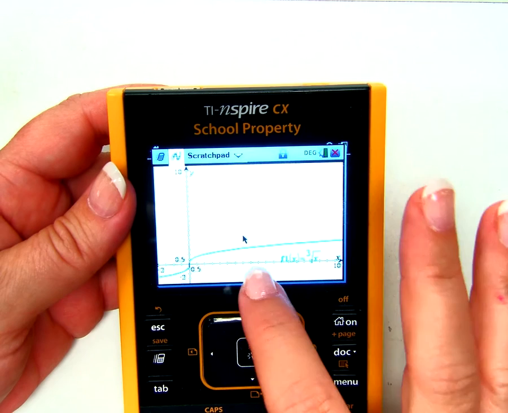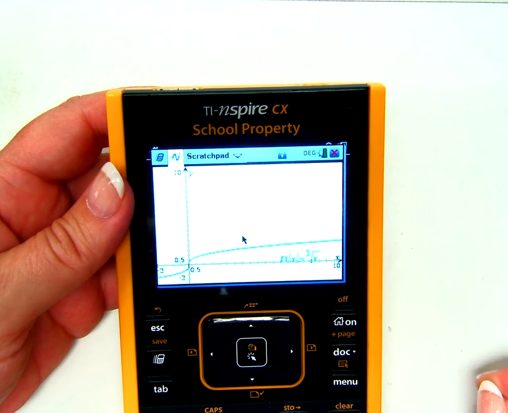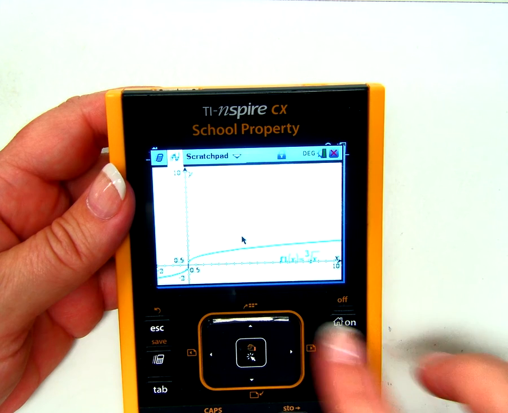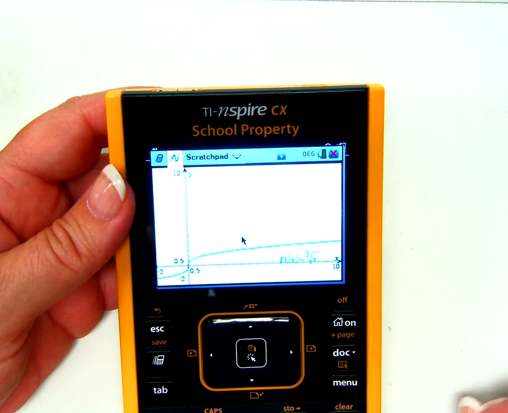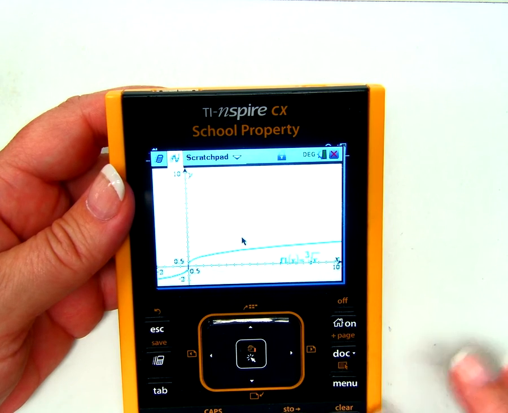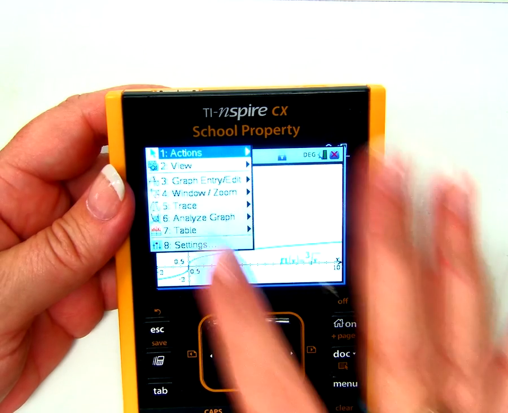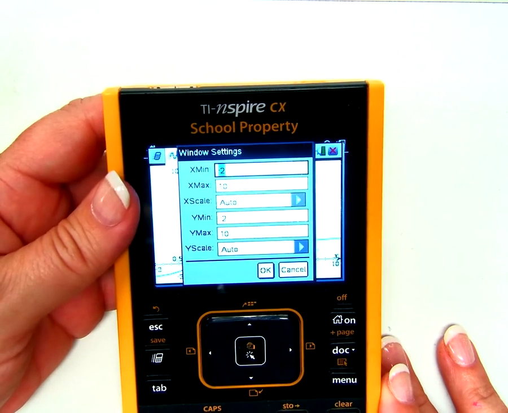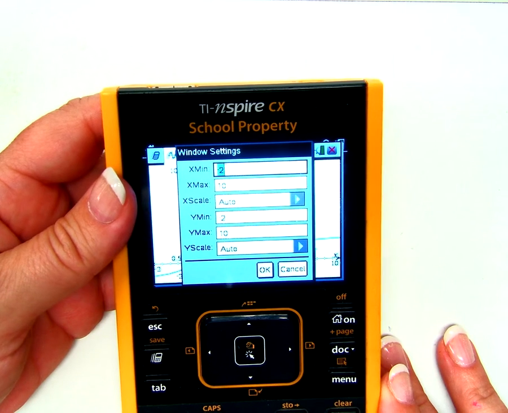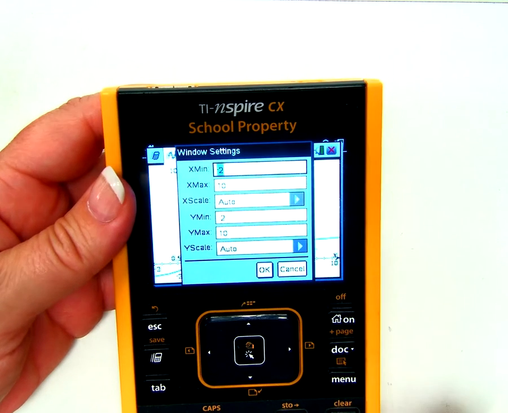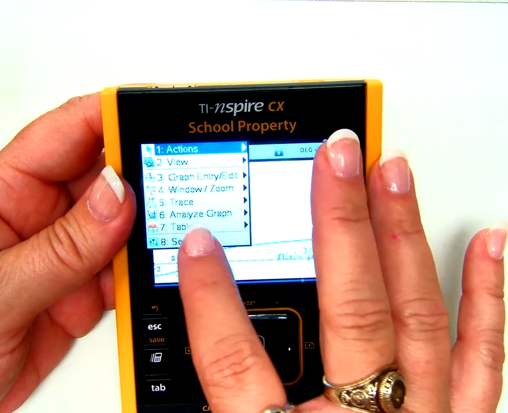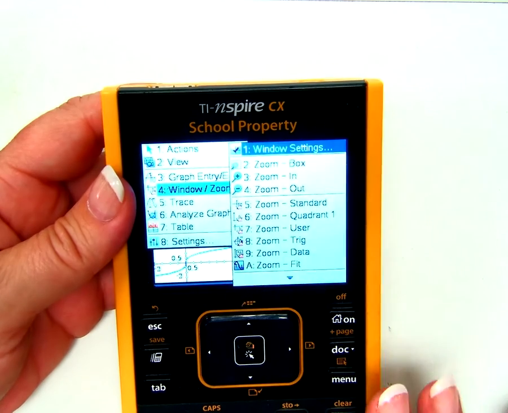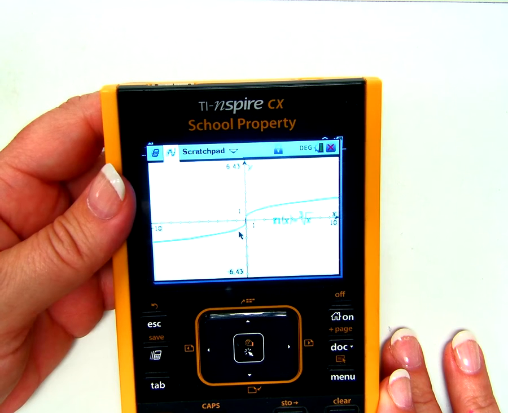Okay. Is this an appropriate viewing window for this function? No. You didn't break it. It's not broken. We just can't see this as well as we would like to be able to see. Okay? Menu, window. What would be a more appropriate viewing window for this? Well, if you have doubts, menu, window. What if we just did standard? A standard window. Is that a better viewing window?